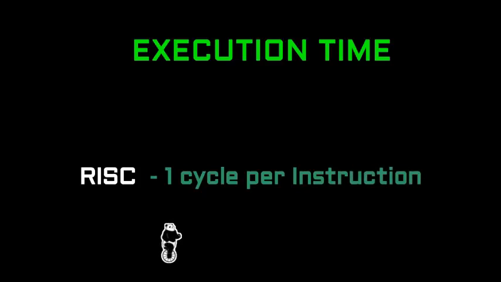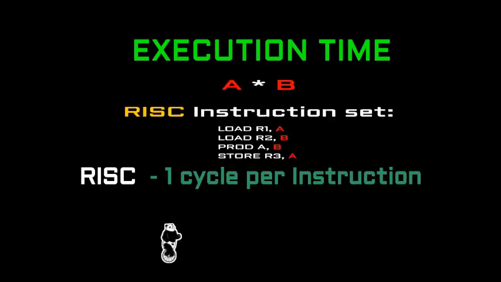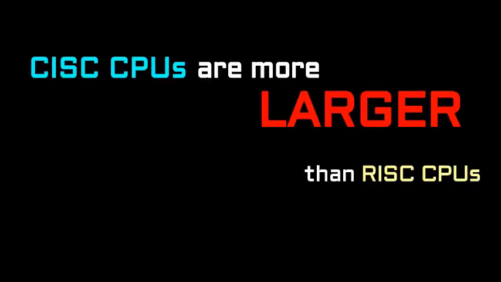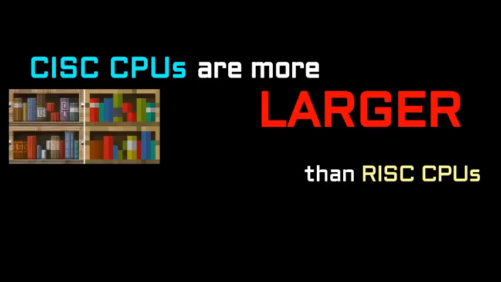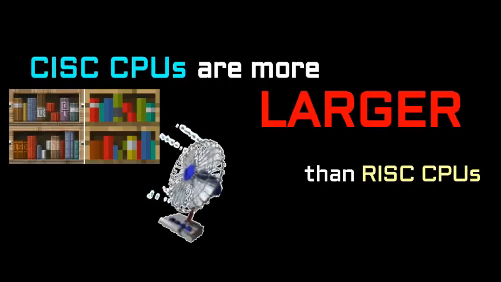Taking from the previous example, mult itself is a command in CISC while RISC has three separate commands to do multiplication. The other difference is that CISC CPUs are much larger than RISC. This is because they have larger instruction libraries and a fan installed to cool them down. Otherwise, it will blow up in your face.